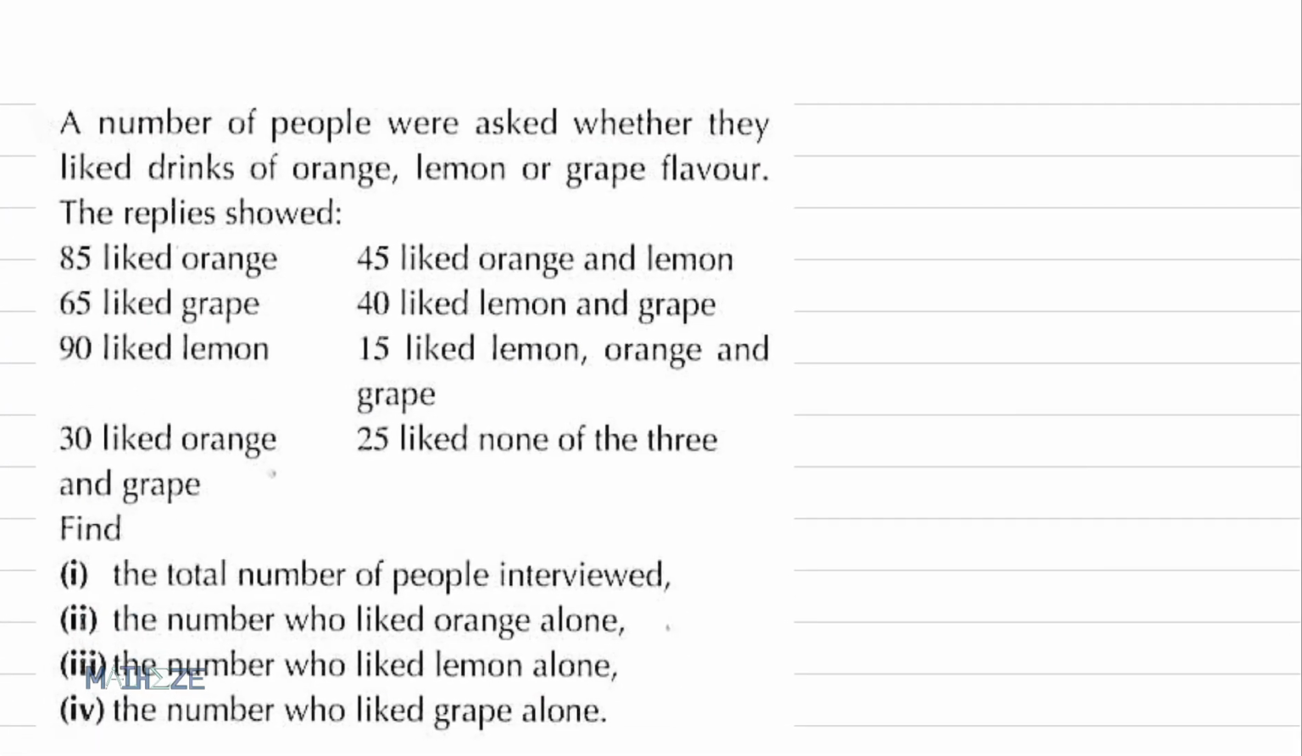It says a number of people were asked whether they like drinks of orange, lemon or grape flavor. And you are given the data already. So let's directly make the Venn diagram.